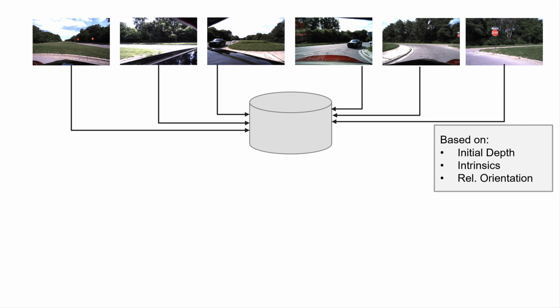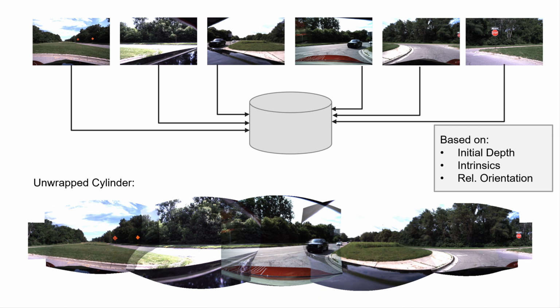We project the pixel positions into a shared cylindrical representation using the initially predicted depth together with the given camera intrinsics and relative orientation parameters. This establishes neighborhood relationships among tokens from all images, such that overlapping regions are mapped to nearby locations on the cylinder.